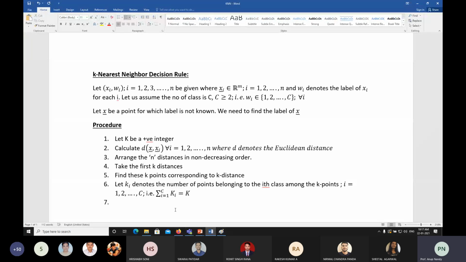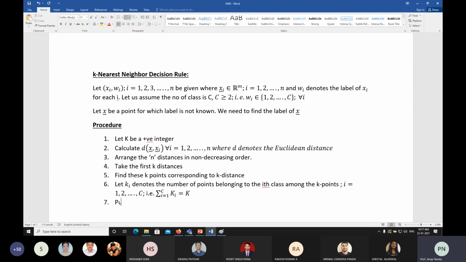are considered to be class representatives for class 1, how many of the k points are considered to be class representatives for class 2. Then if you sum them up, you will get the total number of points, which will be this value of k. Okay, so that's why the summation of i equals 1 to c, ki equals k.